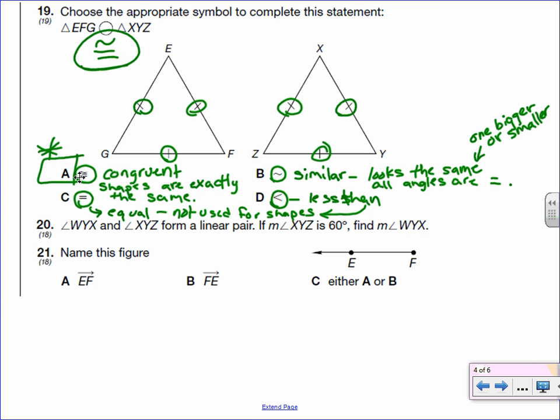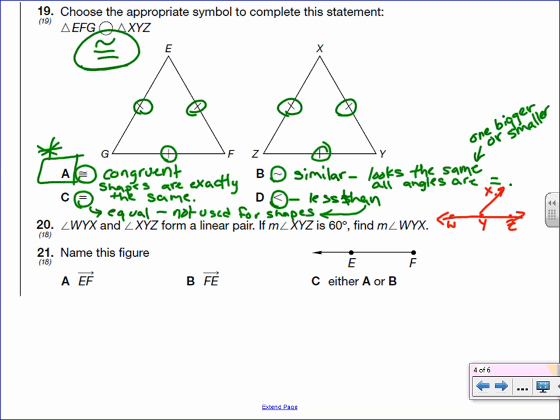WYX and XYZ form a linear pair. So we have W, Y, X, and then X, Y, Z. Linear pair means it's one line there. I'm going to try and redraw this so it doesn't look so off. So we have W, Y, and Z, and then X is up here. So WYX and XYZ form a linear pair.